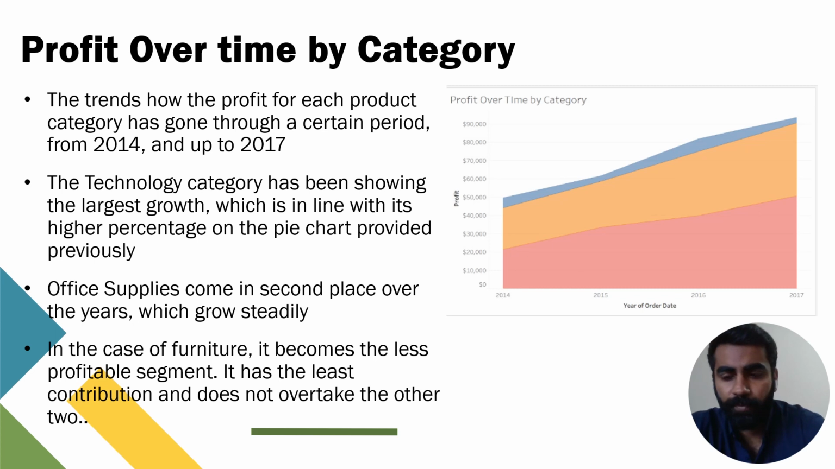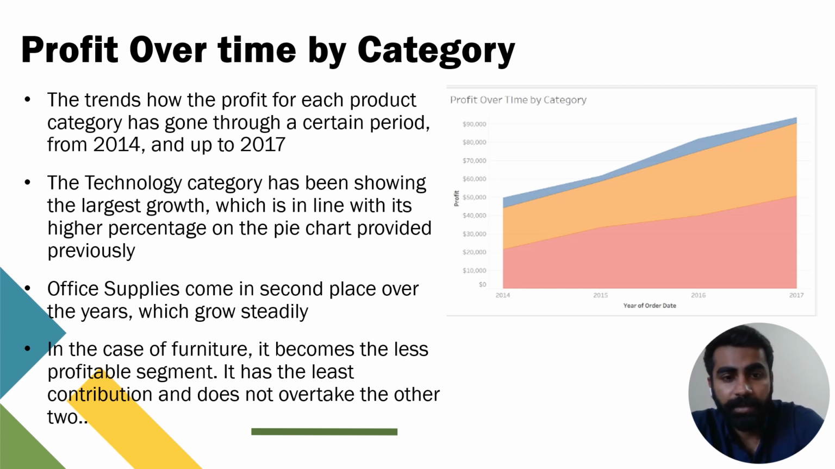This could be due to an increase in sales, improved profit margin, or a combination of both. The technology category shows the most significant growth, which is consistent with its largest share in the pie chart mentioned earlier. It was the highest contributor to profit in 2014 and increased its lead over the other categories through 2017. Office supplies come in second place over the years, growing steadily.